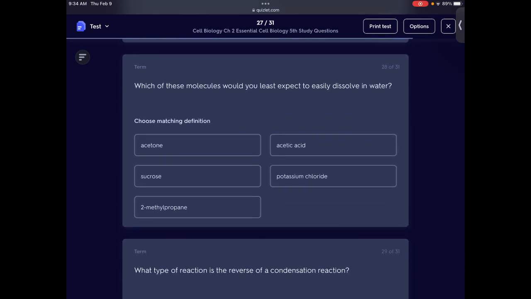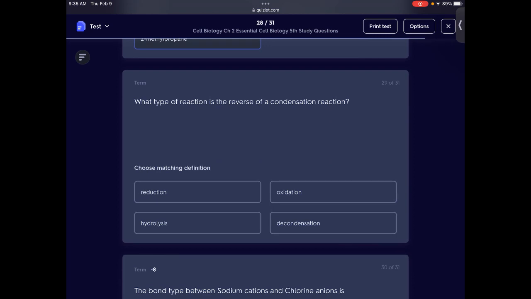Which of these molecules would you least expect to easily dissolve in water? Alright, so we're looking for something that has a ton of hydrocarbons and no partial or ionic charges. 2-methylpropane, because that's a hydrocarbon.